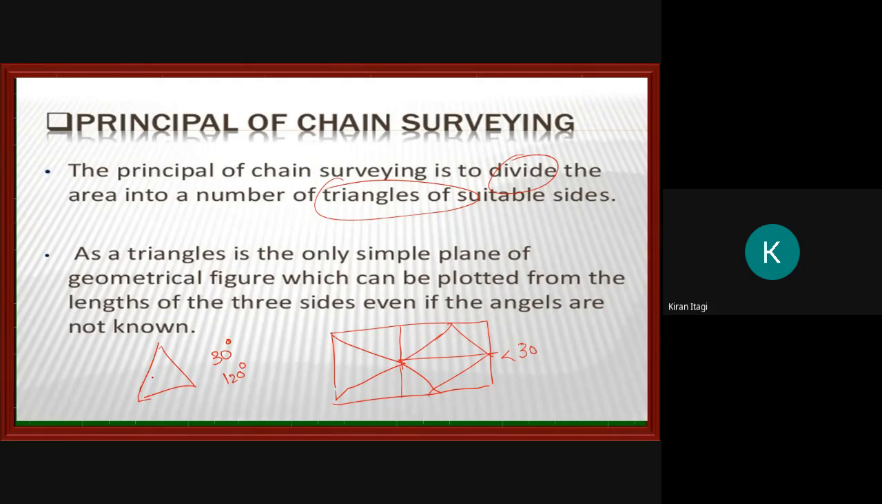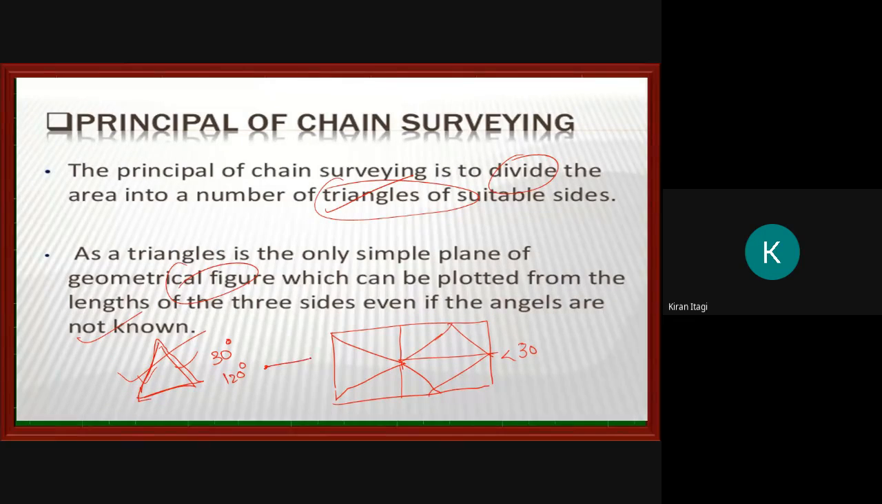So we will consider the triangle. Why we go for a triangle is that it has only 3 sides, and we can compute the remaining area and lengths easily by applying simple trigonometric conditions. So we will divide it into a number of triangles, as the triangle is the only simple plane geometric figure which can be plotted from the lengths of 3 sides, even if the angles are not known.